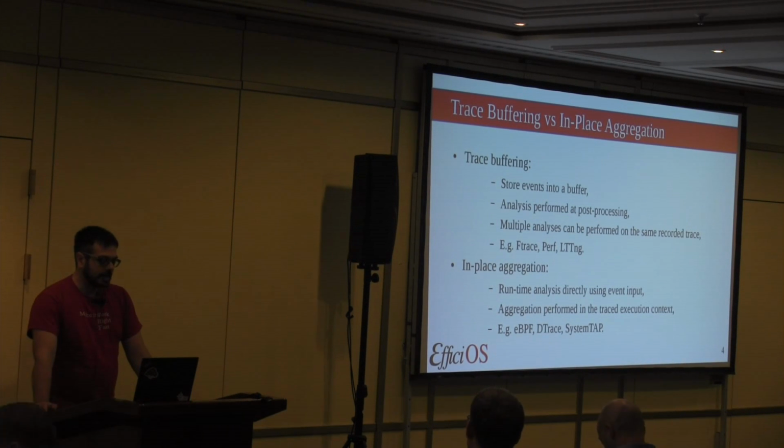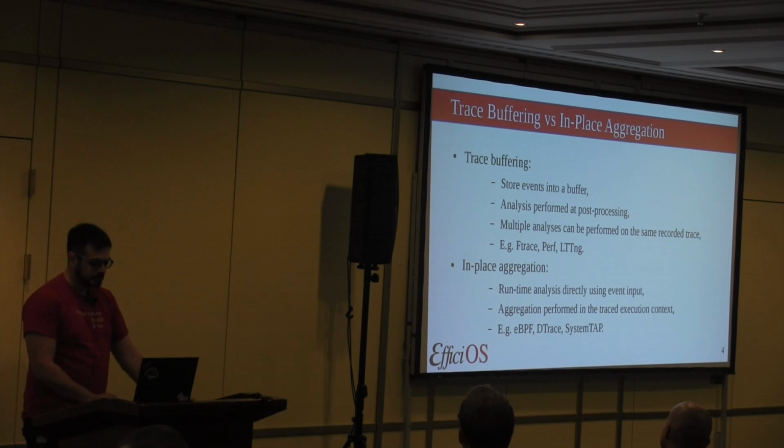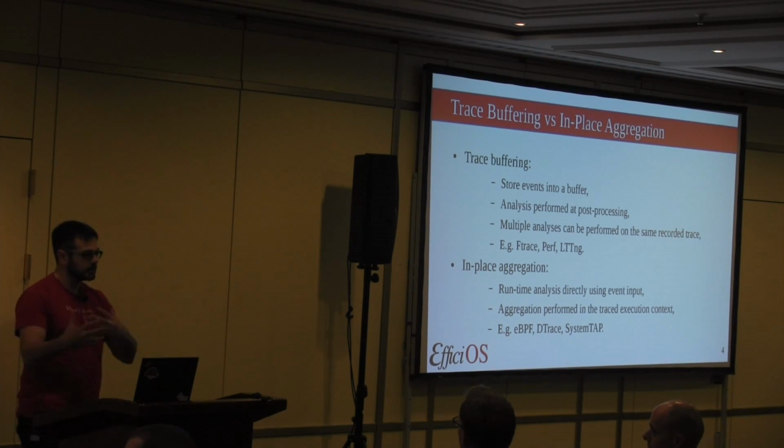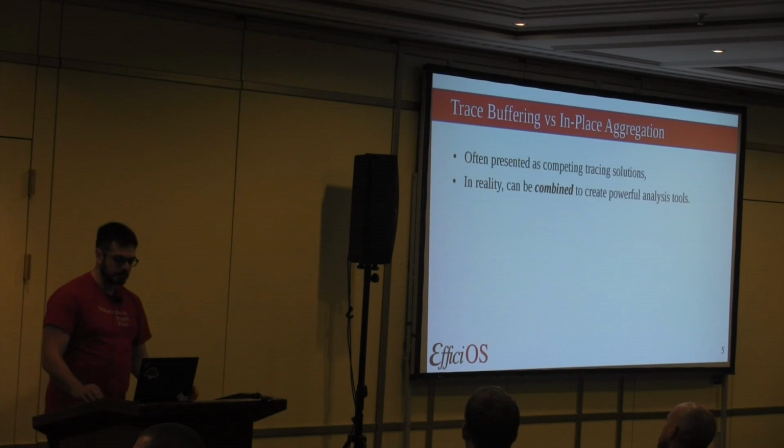Compared to that, if we look at in-place aggregation, this is the case of eBPF that appeared recently, dtrace, SystemTap. They will basically run the analysis directly on the event input within the execution context that generates those events. So they directly perform aggregation in the trace execution context. The nice thing about in-place aggregation is that you can respond to those events very quickly. So whenever something generates a very high abnormal threshold, for instance, you can immediately respond, whereas with trace buffering, you have a delay caused by the buffer.